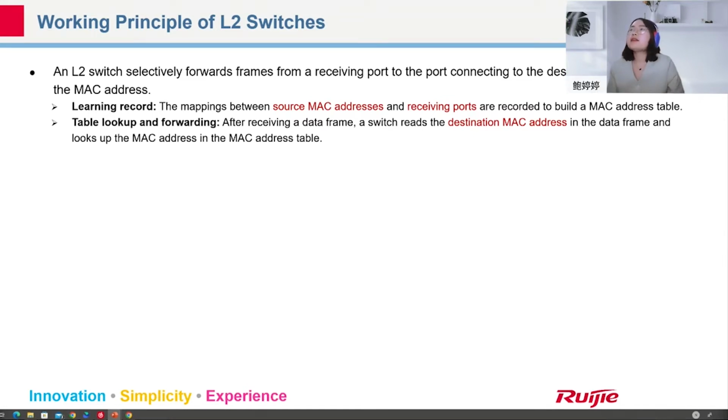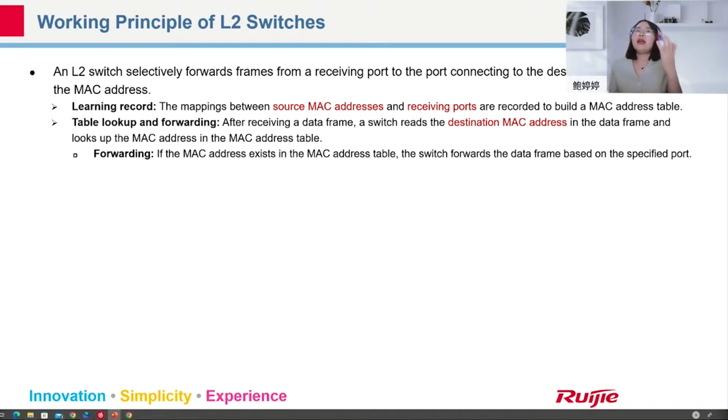The second one: the main function of the switch is to help us forward the traffic. So we have to enter the MAC address table to check. Then, according to your MAC address table, we forward the traffic to the destination. So this is the second step, table lookup and forwarding. Later I will give you some examples to explain these two processes.